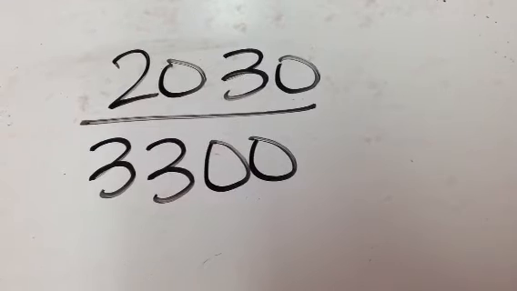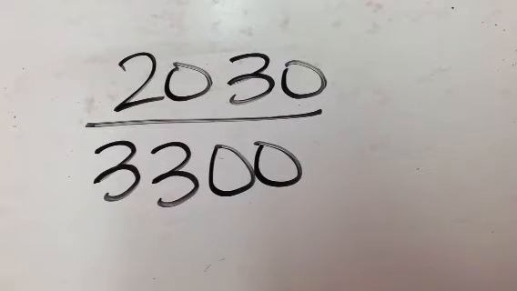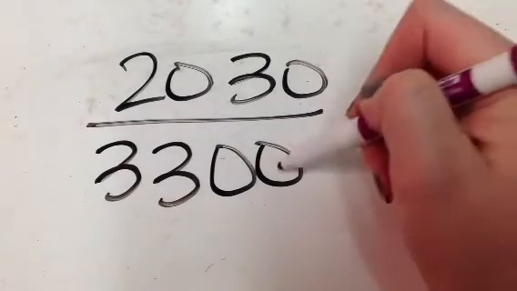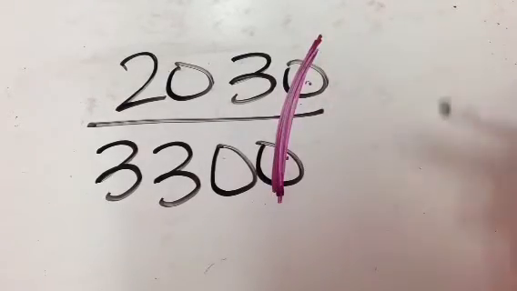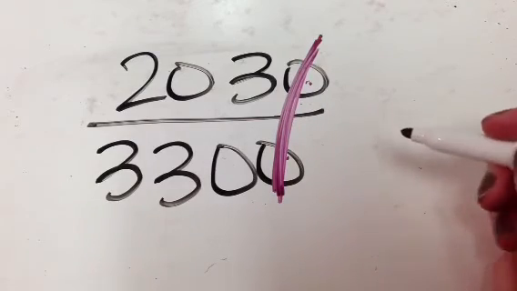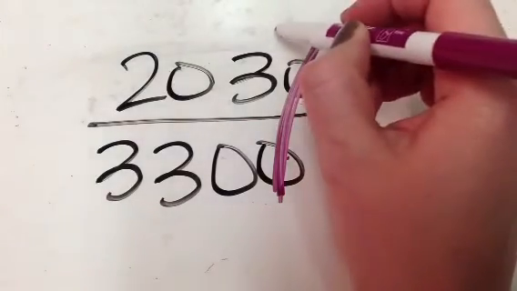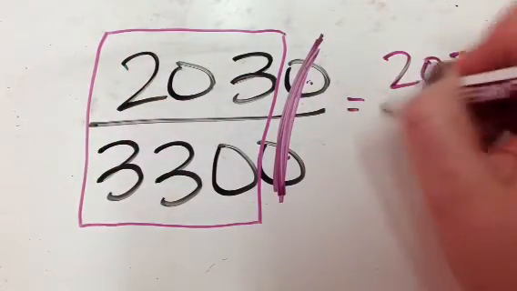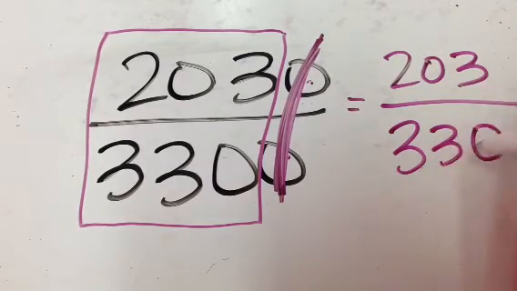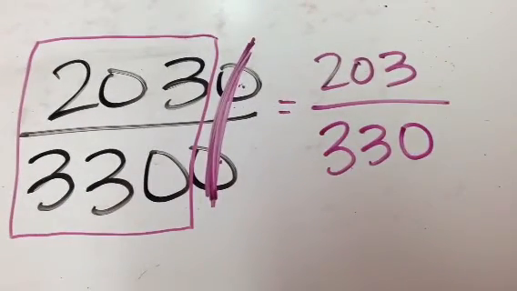Let's look at another example of when other numbers get in the way. Let's look at this one. So 2,030 over 3,300. So again, big number fraction. But as you can see, this is the only set of zeros that I've got directly over each other. So that's the only set of zeros I can take off using the zero rule. And then I'm left with 203 over 330. That's my answer right there.